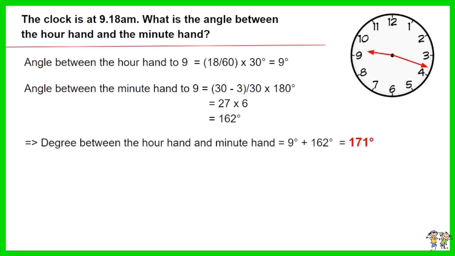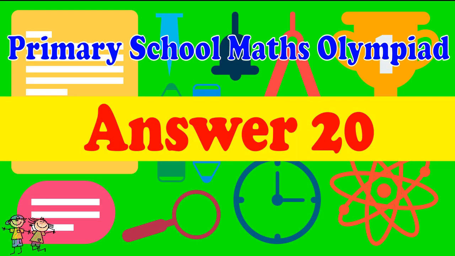Thus the angle between the minutes hand and hour hand equals 9 degrees plus 162 degrees. The answer is 171 degrees. Answer for question 20.